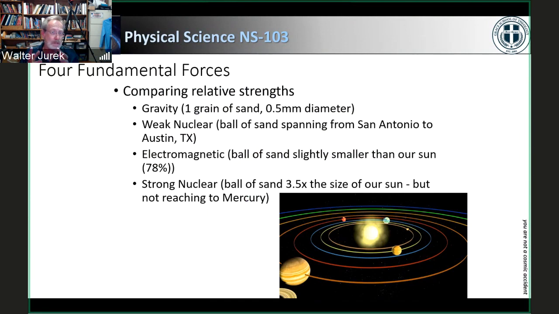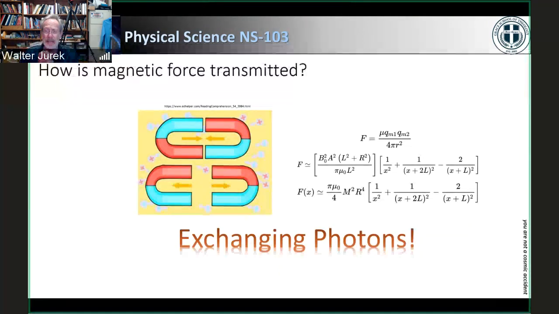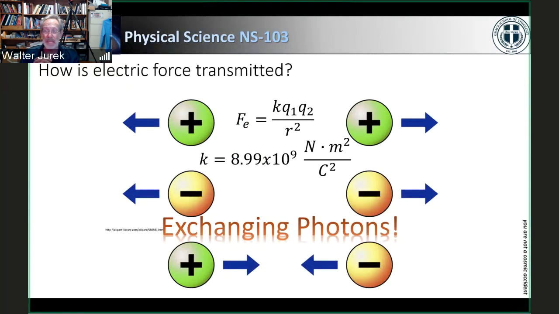But remember I said these forces get transmitted? Well, there are some ugly equations on the right-hand side that explain how the force of magnetism can be calculated. But what it boils down to is there's actually an exchange of photons between matter particles that creates the magnetic force. And similarly, we've got this lovely equation in the middle of the page, Fe = k Q1 Q2 over R squared, which tells us how strong the electrical force is. But what's doing it is an exchange of photons. And then there's gravity.